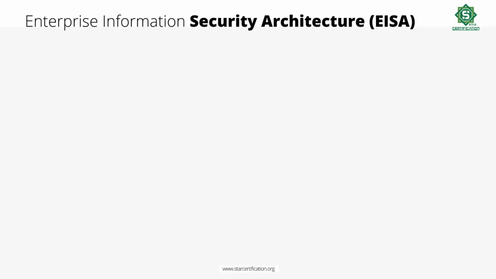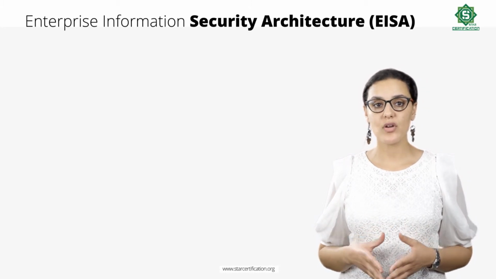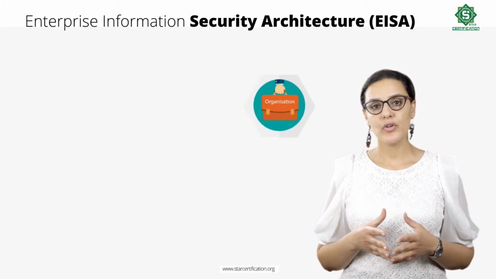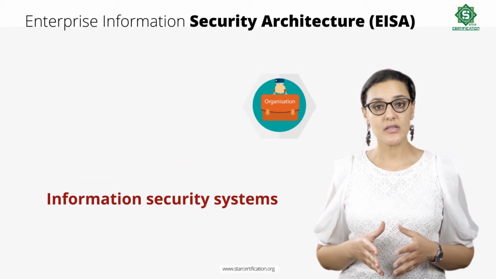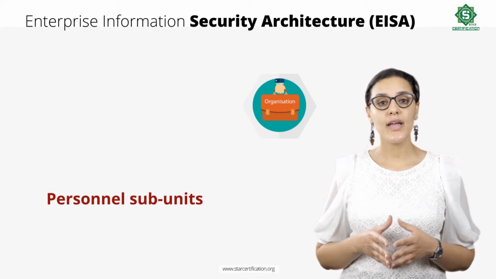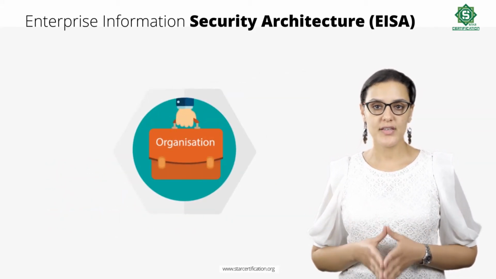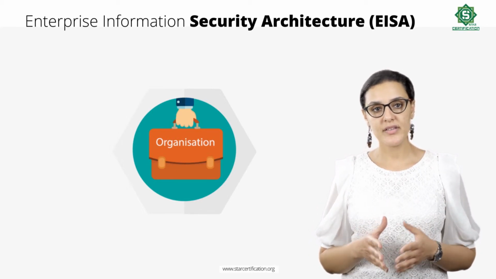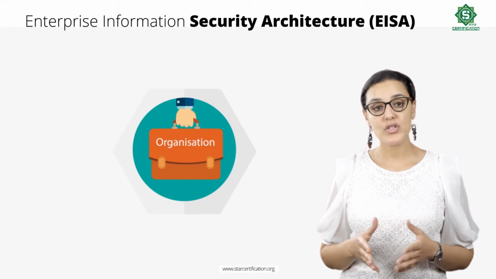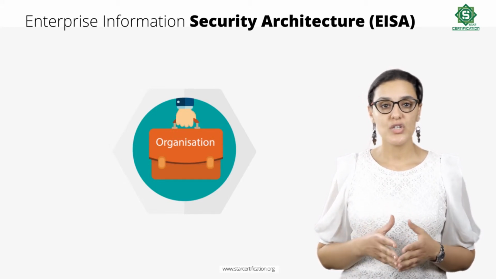Enterprise Information Security Architecture, EISA, is used to outline the present and future structure as well as the behavior of security processes of an organization. It is also used to describe information security systems, personnel subunits, and organizational subunits that support the goal of an organization. EISA always helps and guides an organization to improve its information security and reduce the possibility of loss or misuse of data.